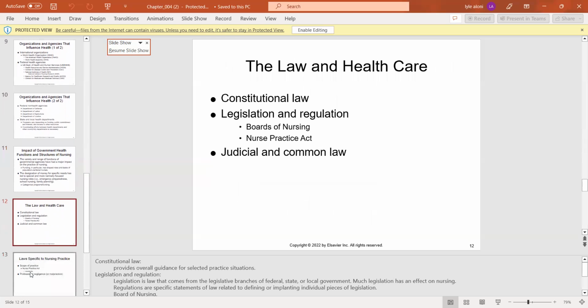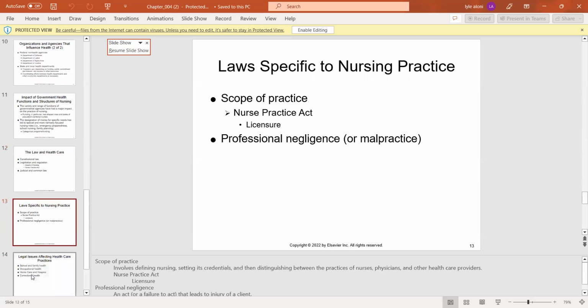On law and healthcare, we have constitutional law, which is going to give overall guidance for selected practice situations. Legislation is the law that comes from the legislative branches of federal, state, or local government. Much legislation has an effect on nursing. We look at the Board of Nursing as well, our Nurse Practice Acts and what they do. Our scope of practice is seen in our Nurse Practice Act, and it involves defining nursing, its credentials, practices, and beliefs.